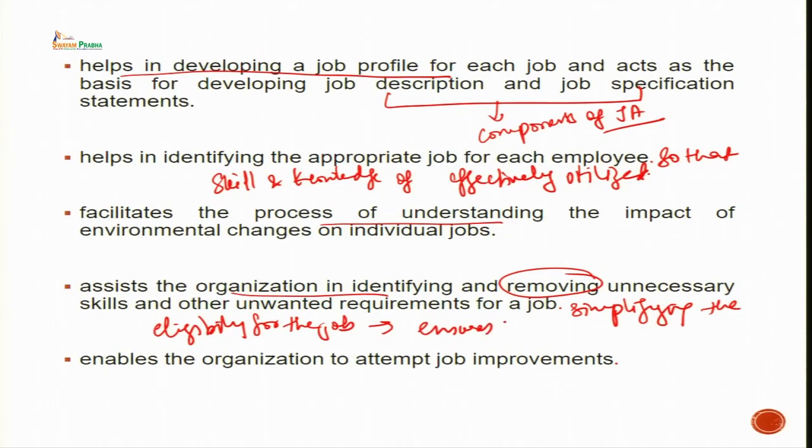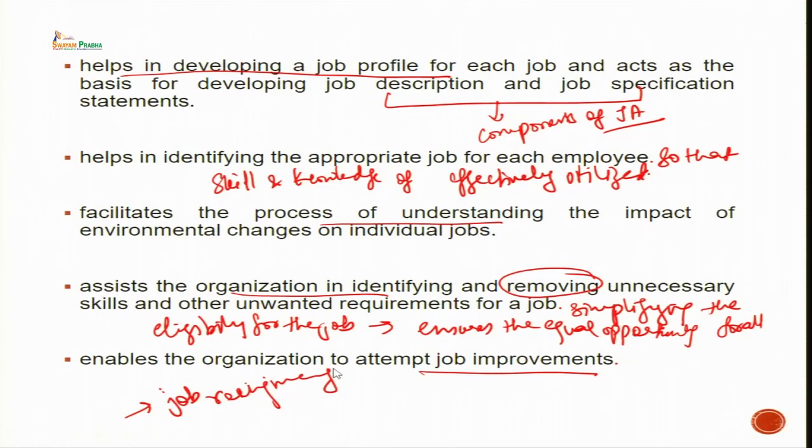And it also ensures equal opportunity for all who are in the employment. And finally, it enables the organization to attempt job improvements. And how can they go for job improvements? Through job re-engineering and something called job enlargement, adding on more responsibilities to the job so that it gives higher morale and motivation to the employees through job re-engineering and job enlargement. This leads to job satisfaction of employees as well.